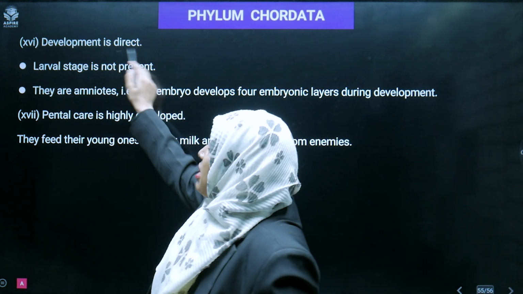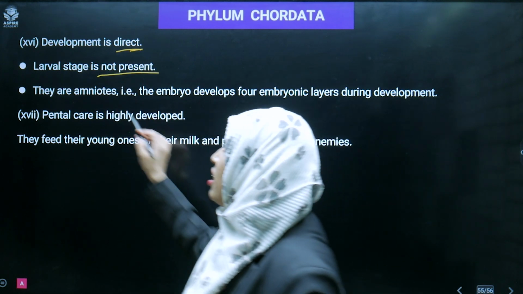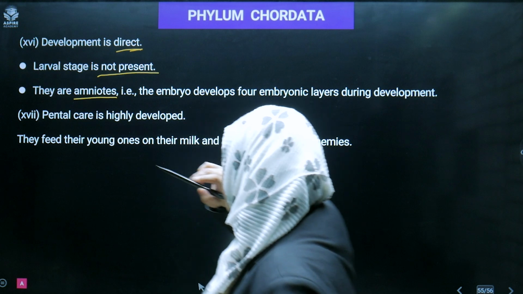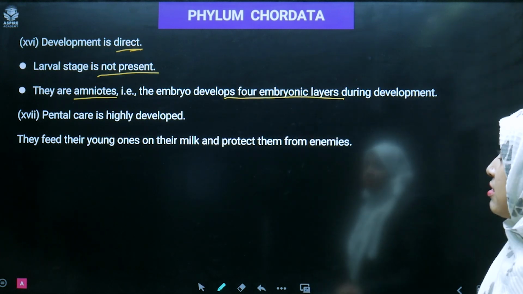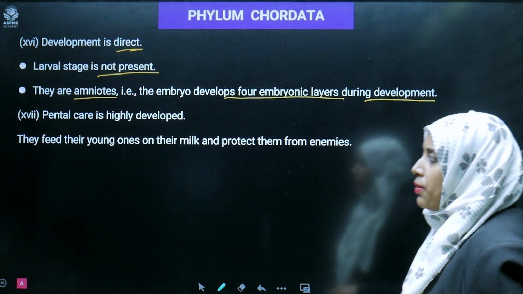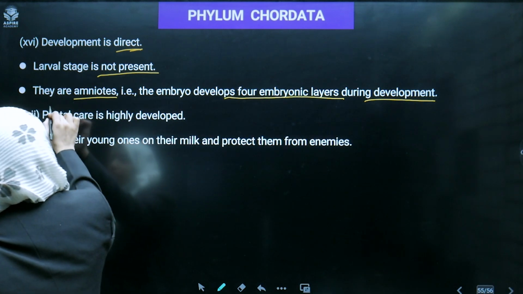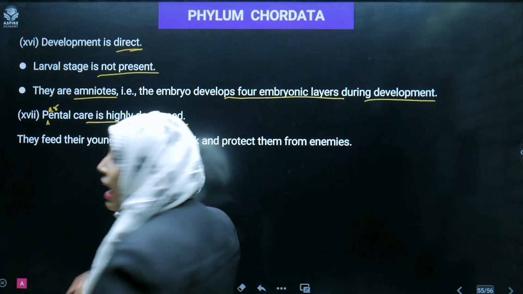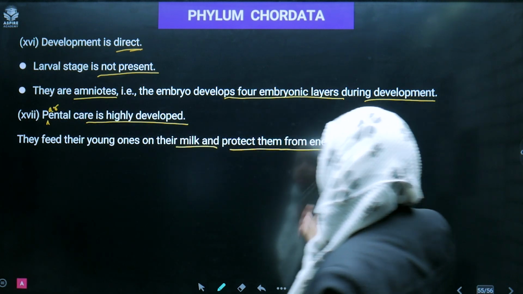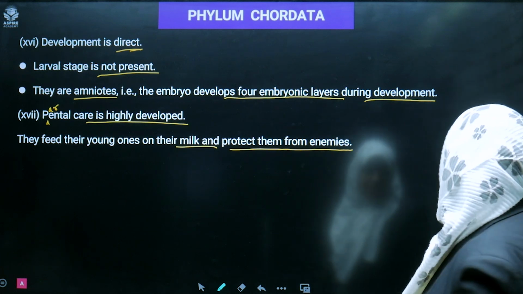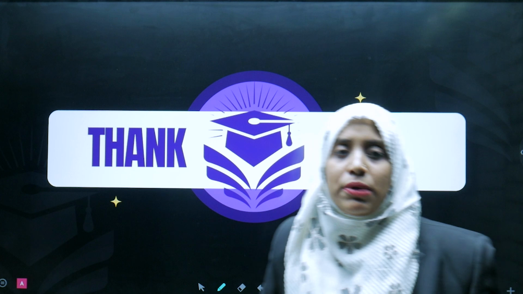Okay, so development is direct, larval stage not present. Mammals में कोई larval stage नहीं है. They are amniotes, and the embryo develops from four embryonic layers during development. Now, parental care. Parental care is highly developed, and they feed their young ones with milk and protect them from enemies. So, these are the important characteristic features of mammals.